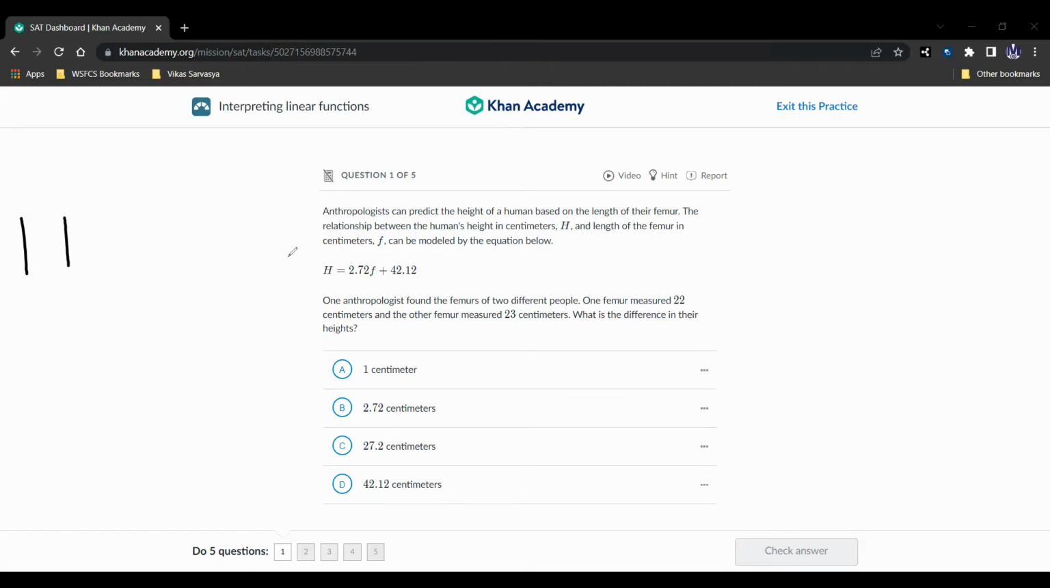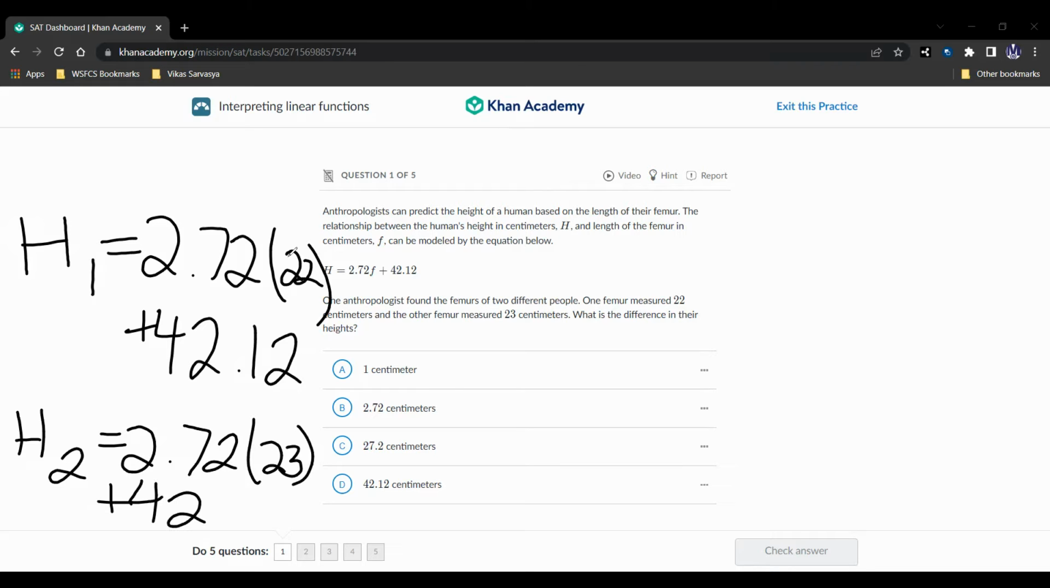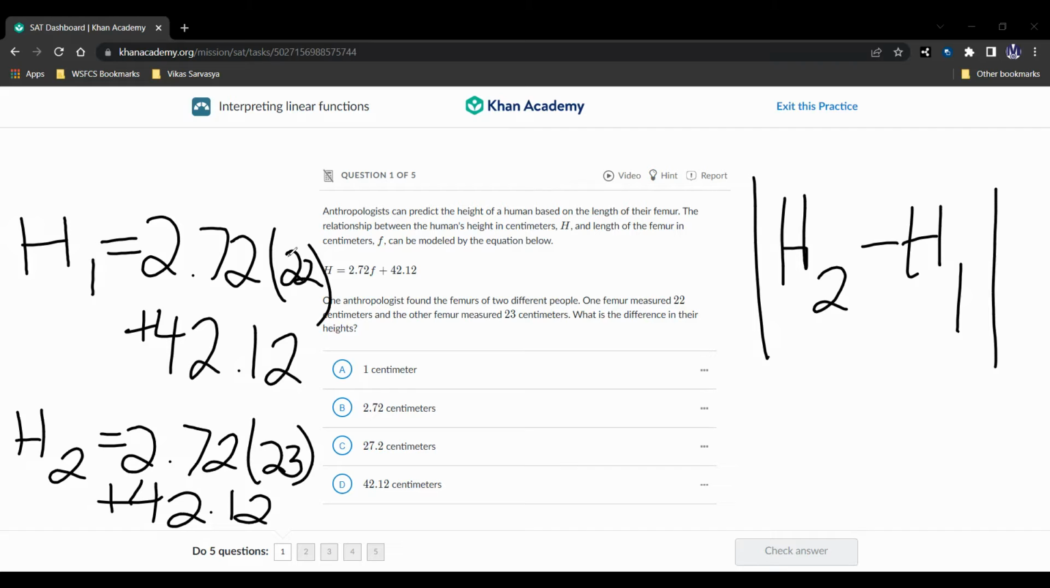So we're going to say H1 equals 2.72 times 22 plus 42.12. So that is the first person. The second person is H2, which equals 2.72 times 23 plus 42.12. And now the difference is going to be the absolute value of H2 minus H1. If we're subtracting them, then these two things cancel out because they're the exact same.